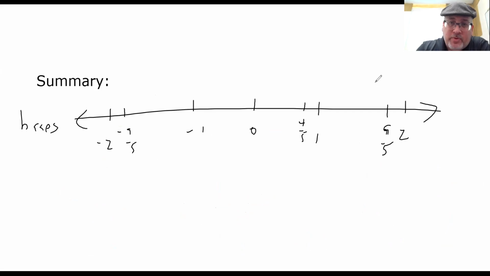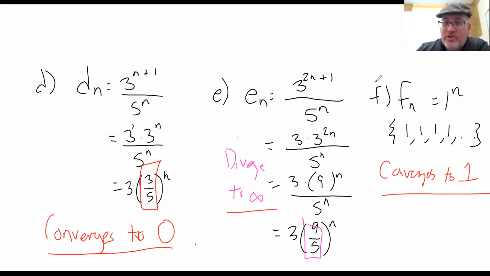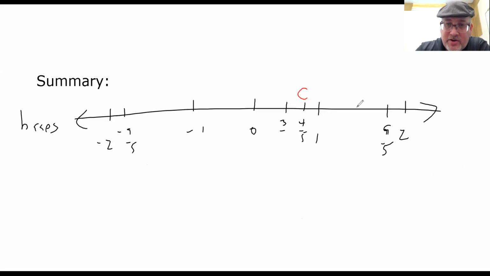When our base was 4/5, we got convergence to 0. We had 4/5 twice, didn't we? Then we had a base of 3/5 also. I left that one out. The 3/5 is about here, and we got convergence to 0. Over here at 9/5, we got divergence to infinity. Back here at negative 9/5, we got divergence by infinite oscillation. At negative 1, we got divergence. And at 1, we got convergence. Be careful there, we got convergence to 1.